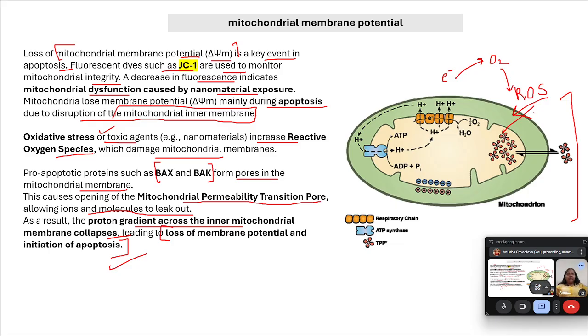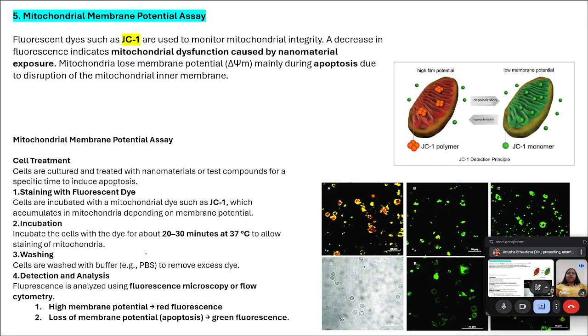Now, one of the methods by which you can visualize the changes in the mitochondrial membrane potential is by staining with this JC-1 dye. Now, what does the JC-1 dye do?